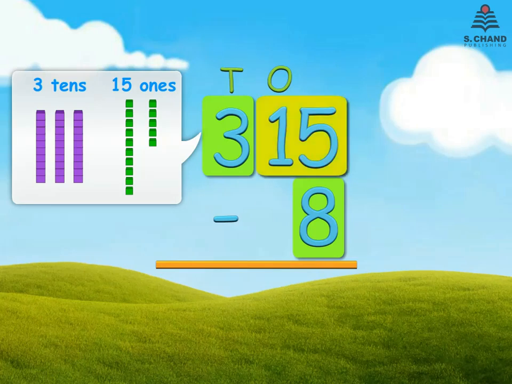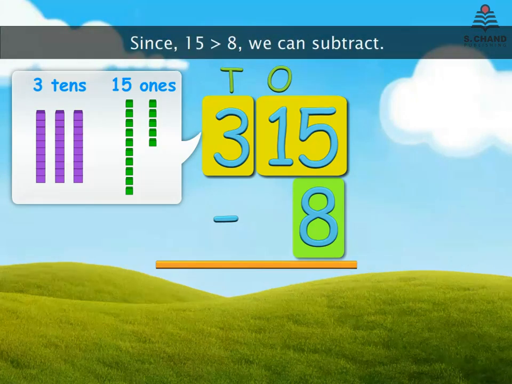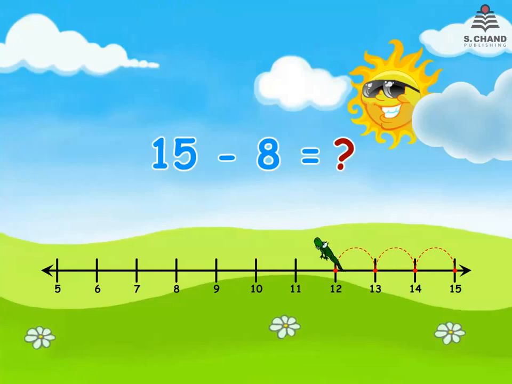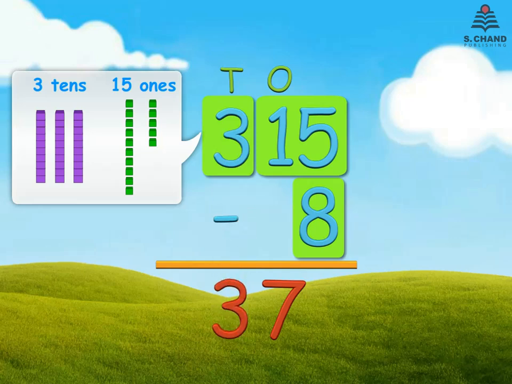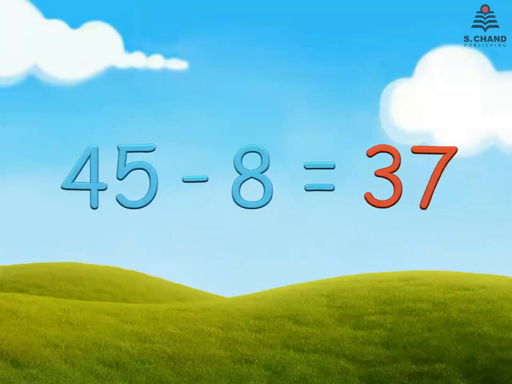So we now have 15 in the ones column and 3 in the tens column. Since 15 ones is more than 8 ones, it is now possible to subtract the ones. 15 ones minus 8 ones equals 7 ones. Let's write 7 below the ones column. In the tens column, we have just 3. So we just have to move it under the tens column. Hence, 45 minus 8 equals 37.